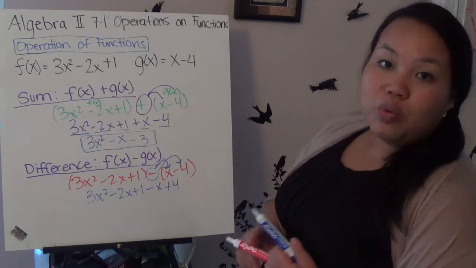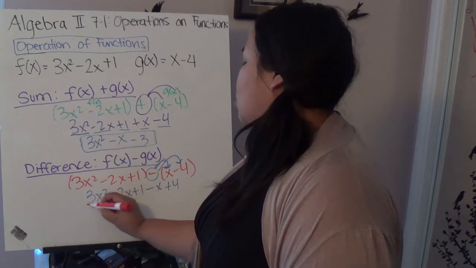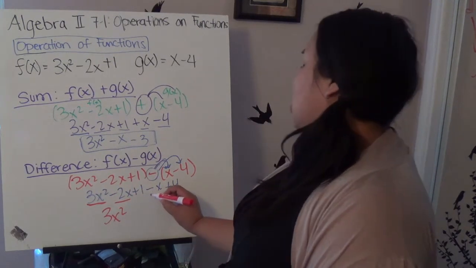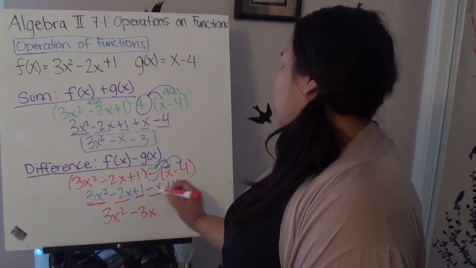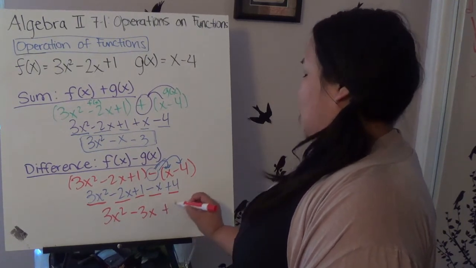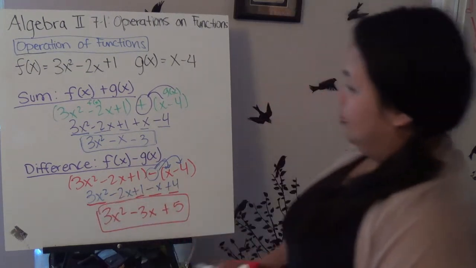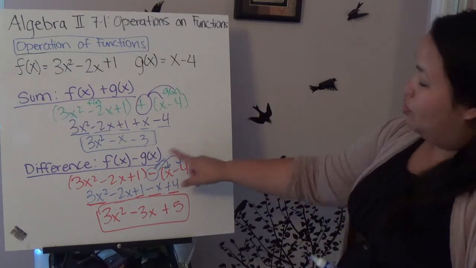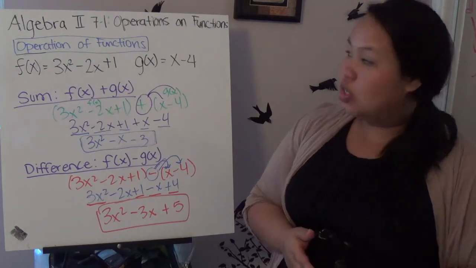And just like the last one, once I have gotten rid of those parentheses, I can combine like terms. There's no x squared, so I'm going to bring it down. Negative 2x and negative x gives me a negative 3x, and a positive 1 and a positive 4 gives me positive 5. And this is my answer. So that's sum and difference. Once I distribute the negative, it just becomes combining like terms.